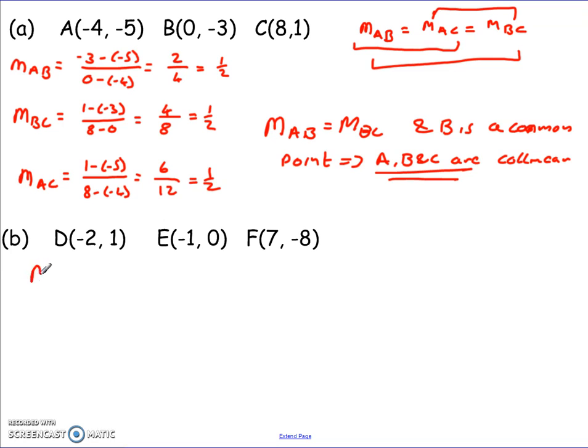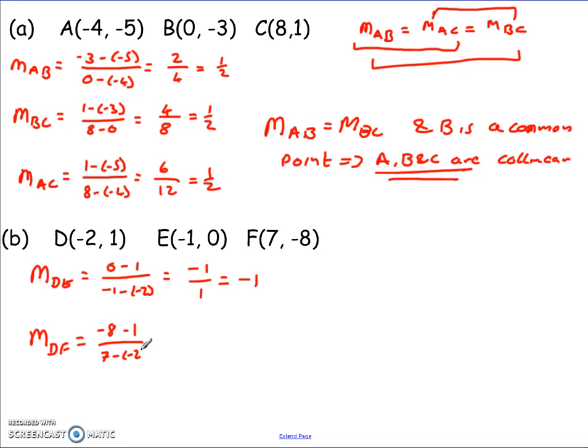Second one here. So let's do this. Let's imagine I look first at the gradient of D to E. Let's start with that one. So I get 0 take away 1 over -1 take away -2. So I get -1 over -1 plus 2, which is 1. So I get a gradient of -1. Then again, you could pick any pair of points at this point, as long as D or E is a common point. So let's have a look at the gradient of D to F. -8 take away 1 over 7 take away -2. -8 take away 1 gives me -9. 7 minus -2 gives me +9. So it's -1.